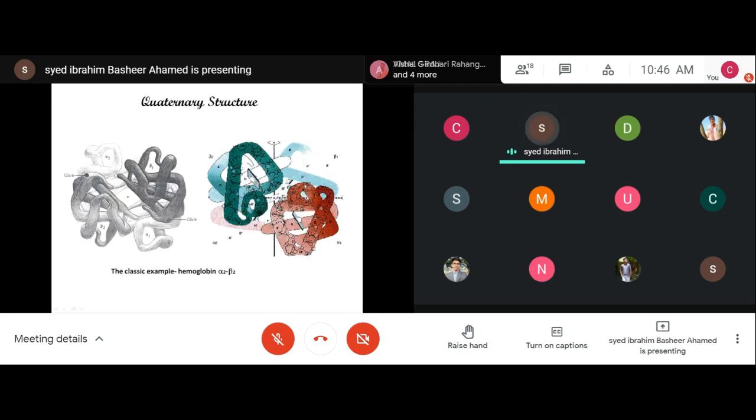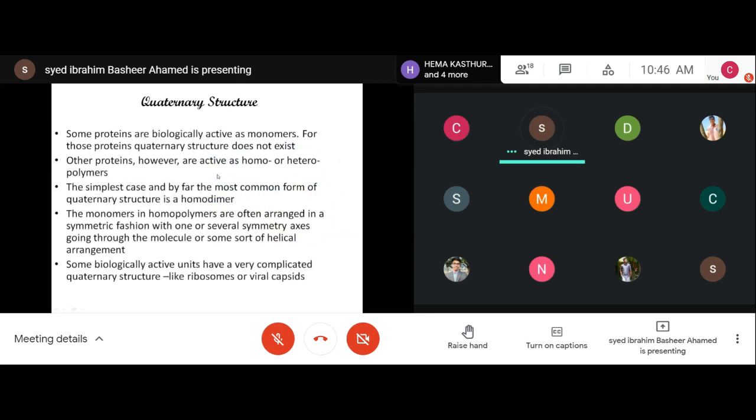So this is a quaternary structure of hemoglobin. You can see here alpha 1 and alpha 2 chains, beta 1 and beta 2. So you have four polypeptide chains arranged with each other. As I told you, some biological molecules may be active in a monomeric form, and some proteins will be active in oligomeric form.